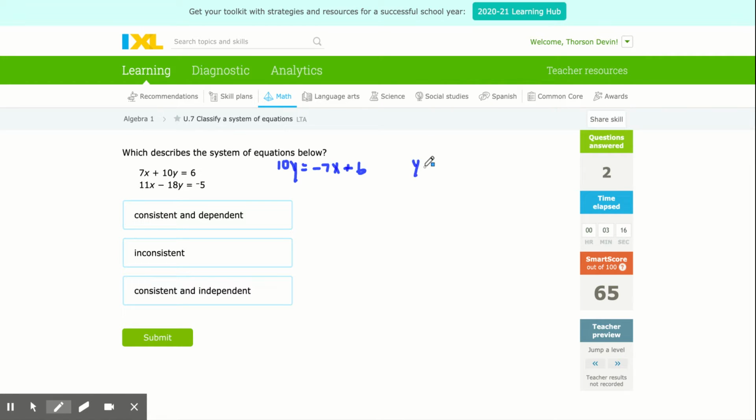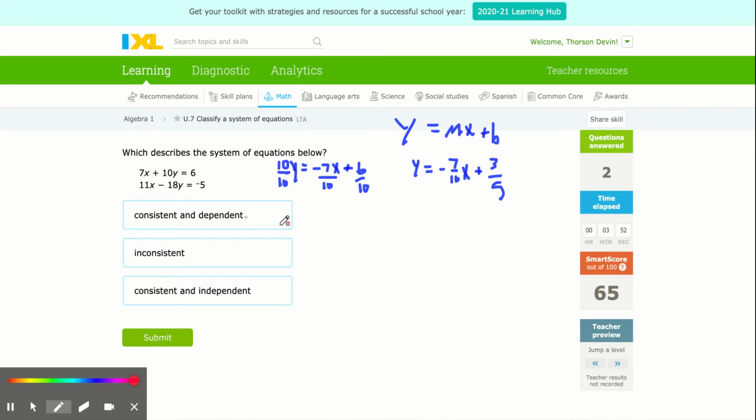So my final equation in slope-intercept form would be negative 7 divided by 10 x, because I'm dividing this by 10, I'm dividing this by 10, and I'm dividing this by 10. Then I get a plus 3/5 because I reduce. So there's the top equation written in the form y equals mx plus b. Now let's do the bottom equation.